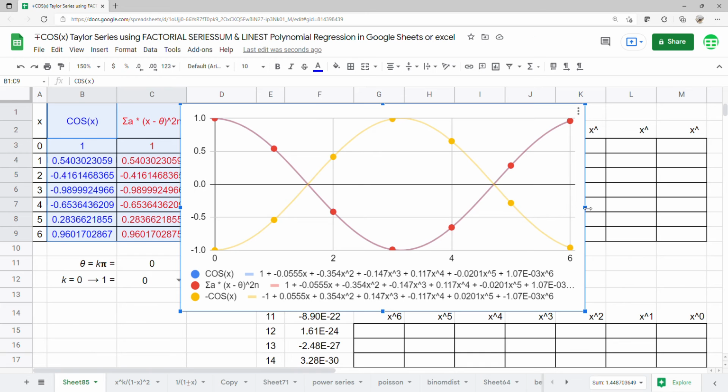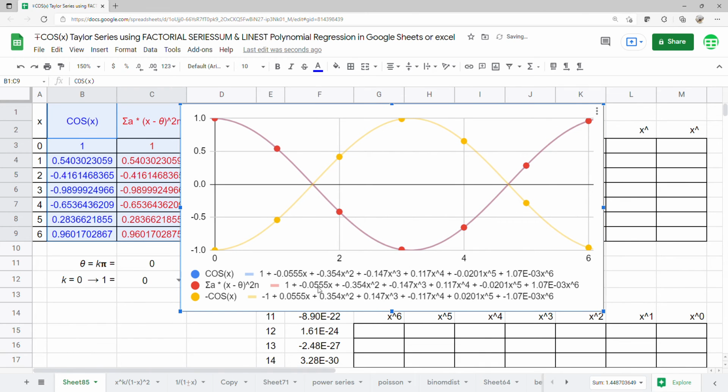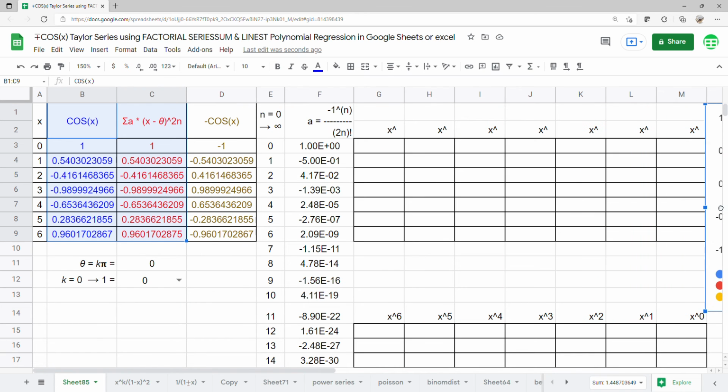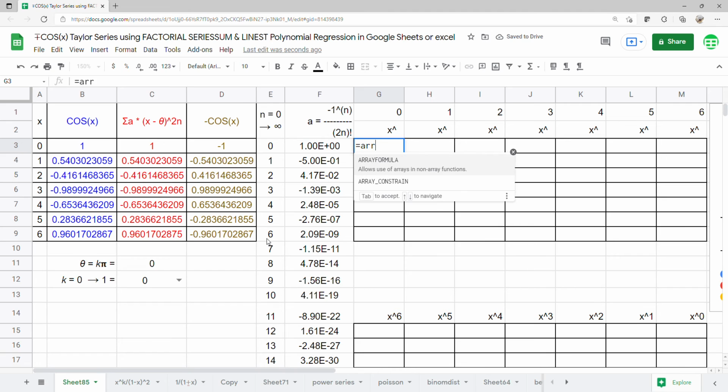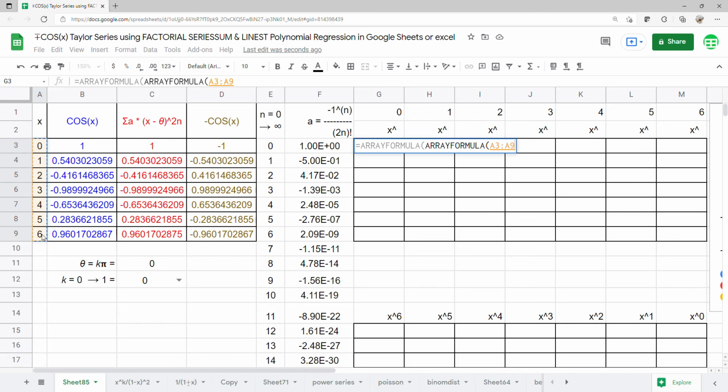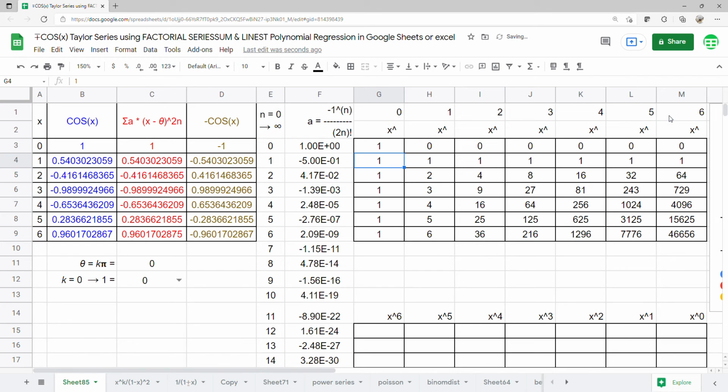Next, we calculate the polynomial regression coefficients. These regression coefficients using LINEST. To do that, we complete the LINEST matrix, starting with the power. This is transpose 0 to 6. And the elements of the matrix, array formula of the x values raised to the power 0 to 6. Then enter.